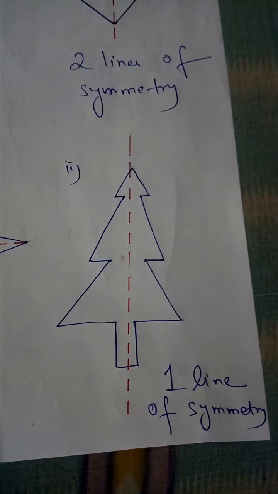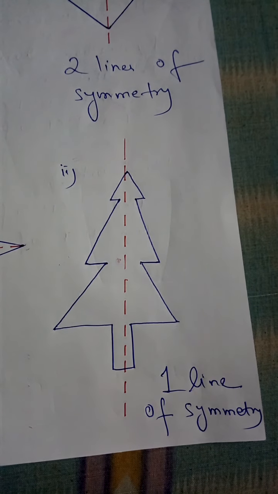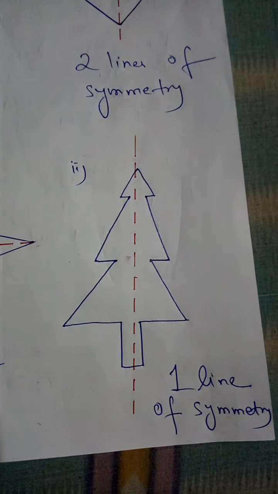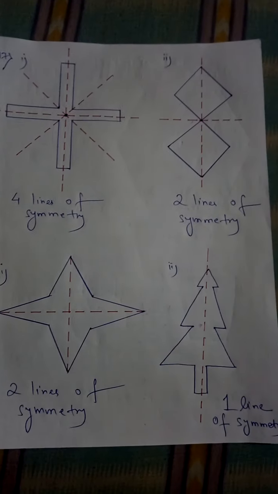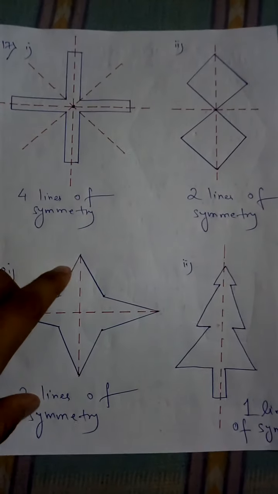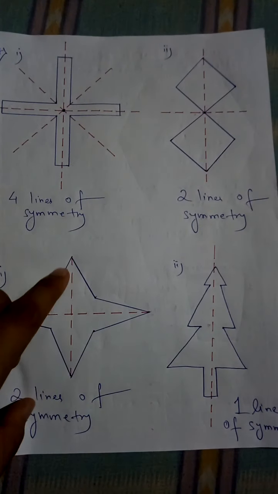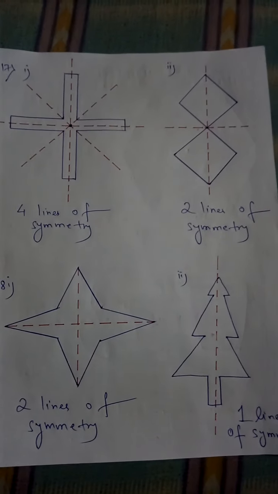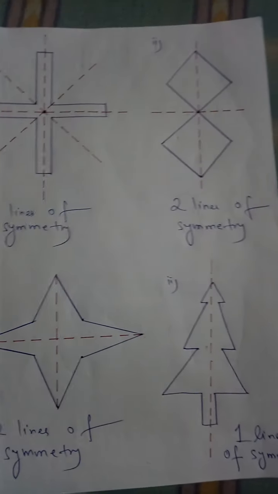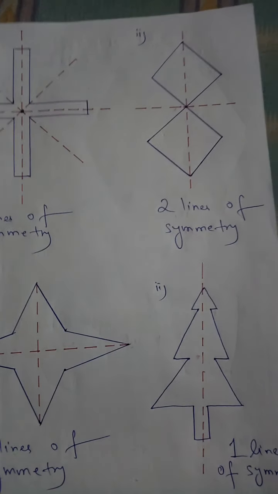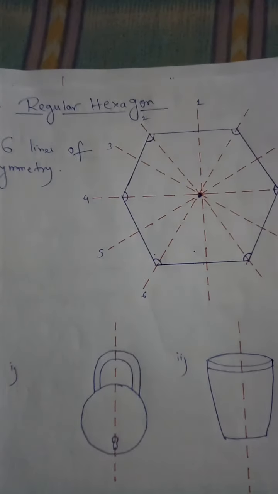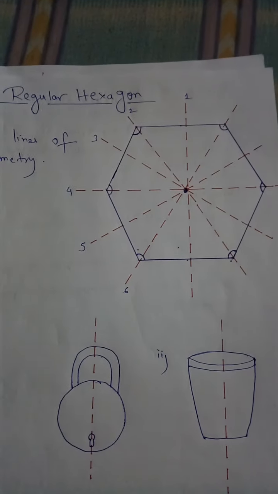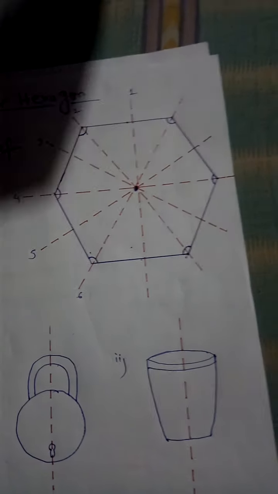So what you have to do is draw all these figures using a pencil, and for the lines of symmetry you have to use dotted lines, obviously with a pencil. The very important figures that I've discussed are this one, a regular hexagon, which has 6 lines of symmetry. You practice. And another figure is this one, a regular pentagon. It has 5 lines of symmetry.